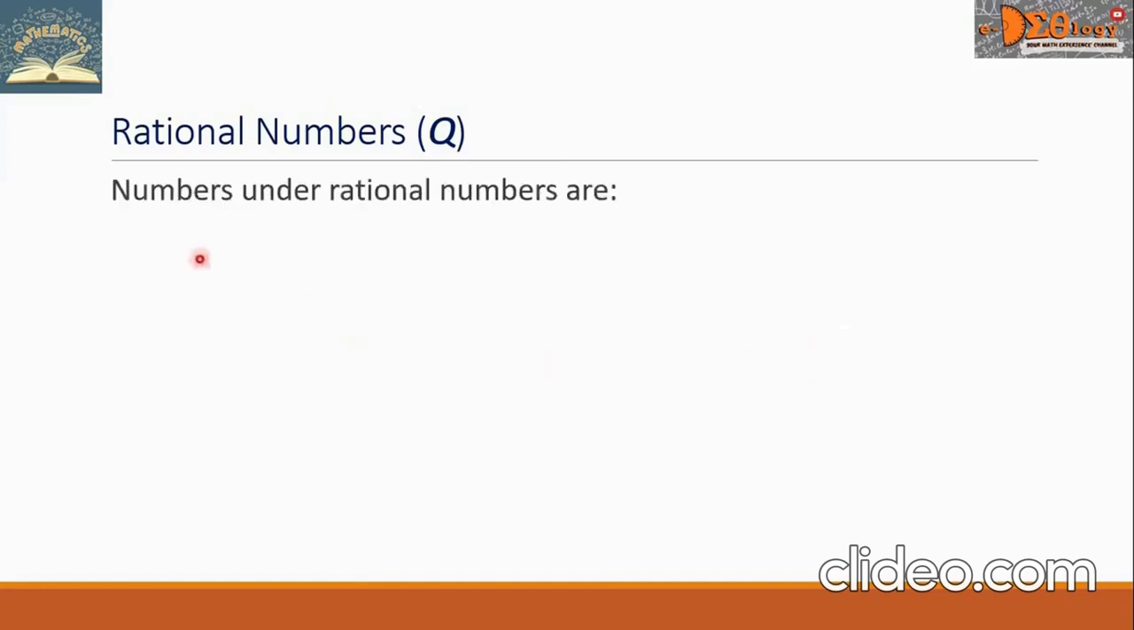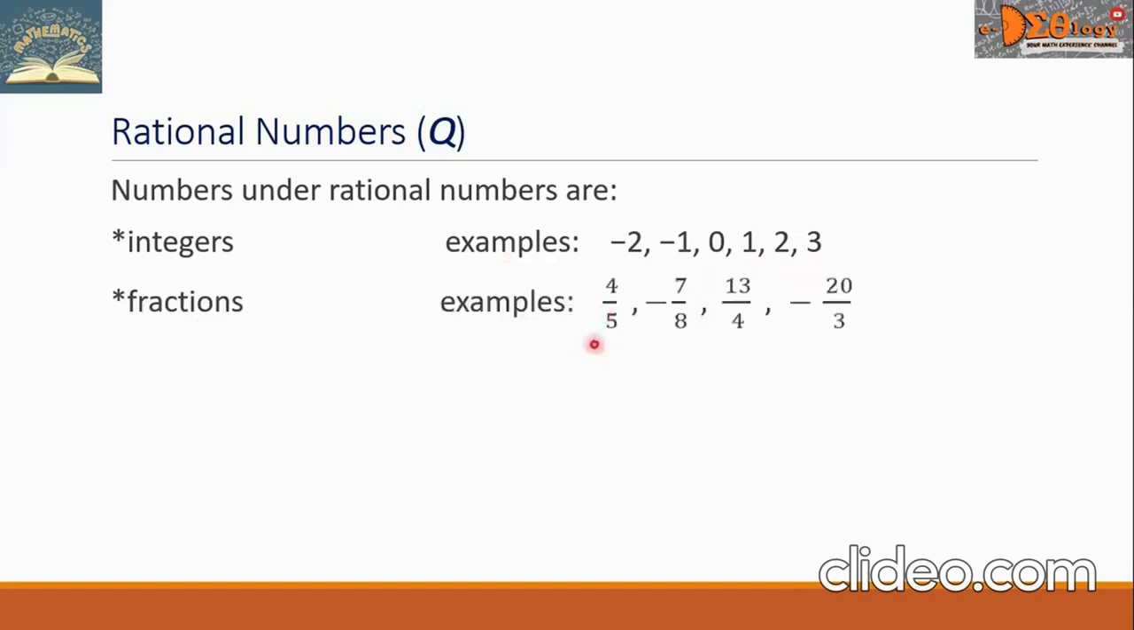Numbers under rational numbers are integers. We have some examples: negative 2, negative 1, 0, 1, 2, 3. Fractions. Examples: 4 over 5, negative 7 over 8, 13 over 4, negative 20 over 3. The decimals. But these decimals must either stop or repeat.